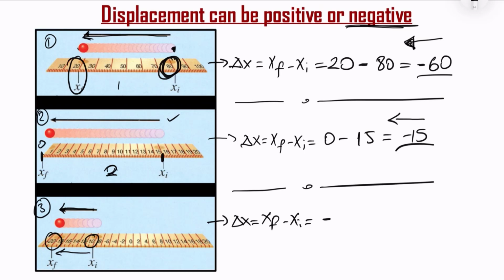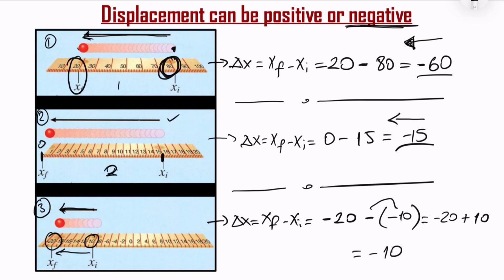The final position is negative 20 minus, according to the formula, the initial position negative 10. So it will be negative 20. That negative and negative make each other positive, so it will be positive 10. Negative 20 plus 10 is negative 10.